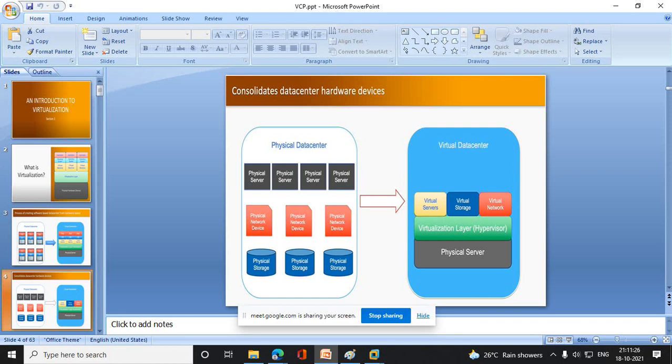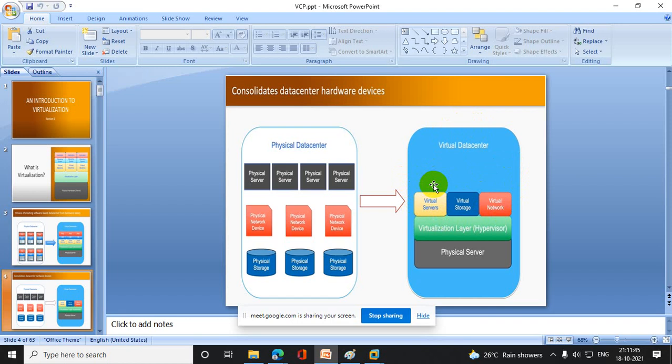The same thing can be modularized, and it can be virtual. That means virtual server, virtual storage, virtual networks, and a virtualization layer in hypervisors. So all this is possible in virtualization. Clear? Okay. How is it actually reducing the cost?